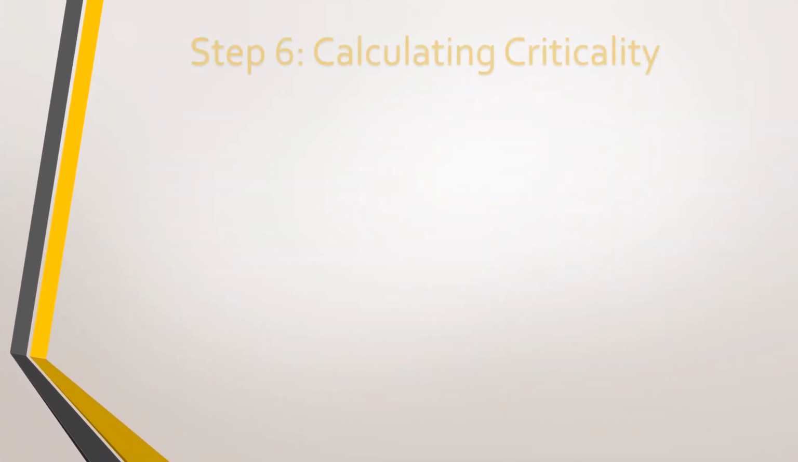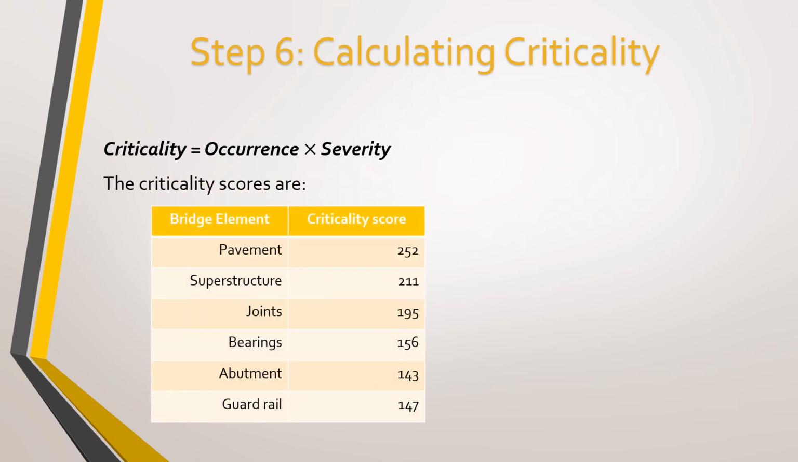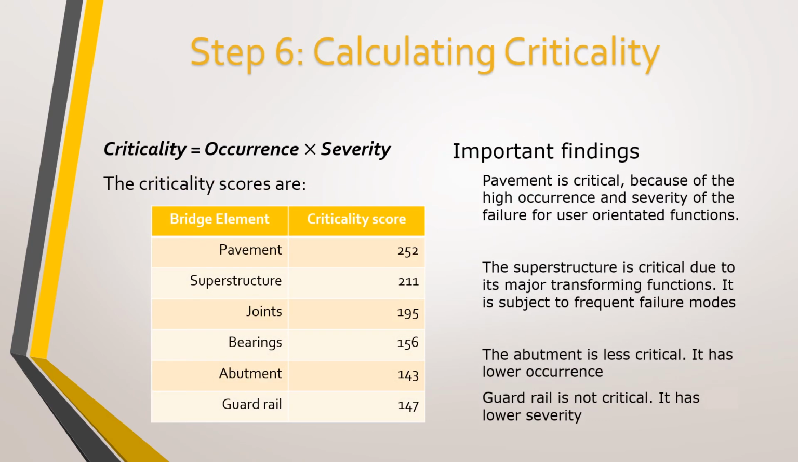The 6th step is then to calculate criticality, which is done by multiplying occurrence with severity. The criticality scores are given in the table, and important findings are that the pavement is critical because of its high occurrence and severity of the failure for user-oriented functions. The superstructure is also critical due to its major transforming functions. It's subject to frequent failure modes.